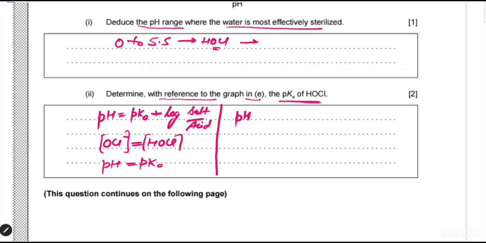pH when HOCl is equal to OCl minus is 7.5. Therefore, pKa equals 7.5. That should be the answer.